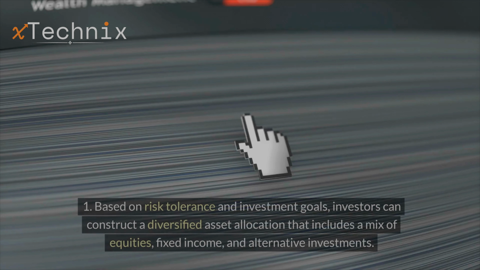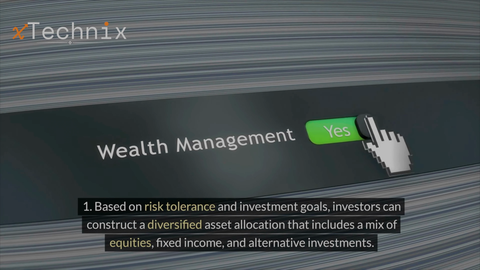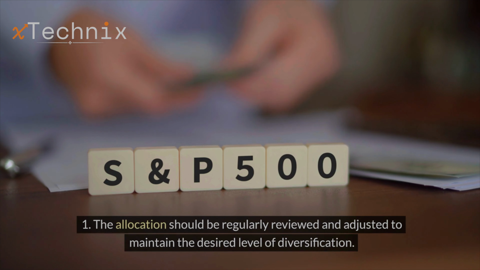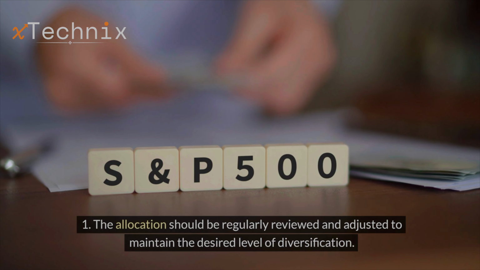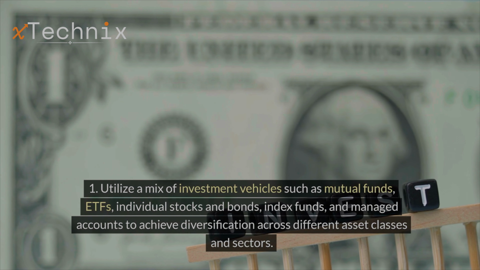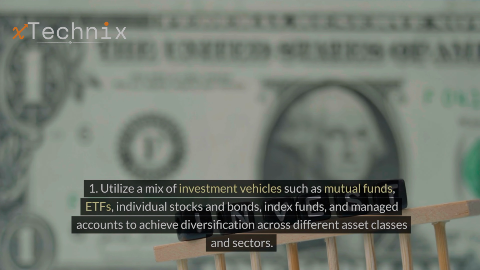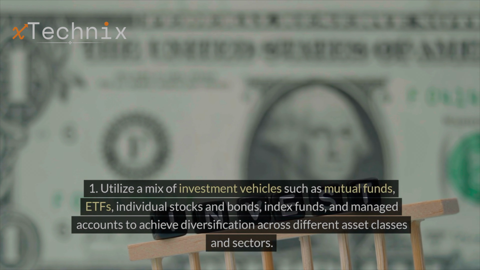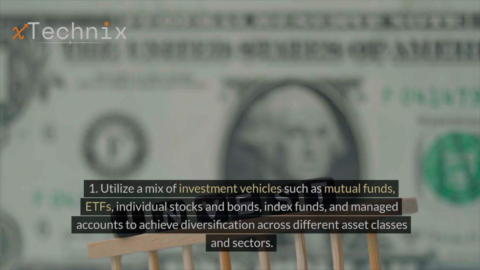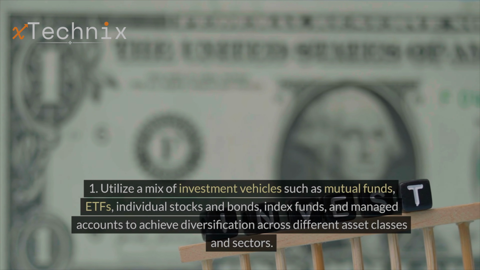Based on risk tolerance and investment goals, investors can construct a diversified asset allocation that includes a mix of equities, fixed income, and alternative investments. The allocation should be regularly reviewed and adjusted to maintain the desired level of diversification. Use diversified investment vehicles. Utilize a mix of investment vehicles such as mutual funds, ETFs, individual stocks and bonds, index funds, and managed accounts to achieve diversification across different asset classes and sectors.